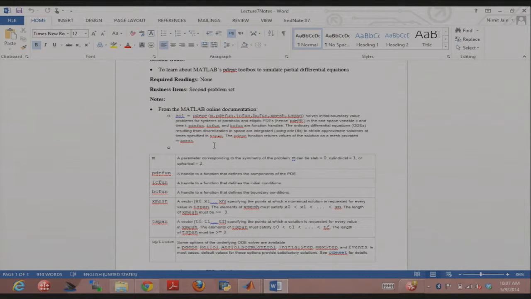Are there any questions about the syntax? So this is just the syntax. You call PDEPE, and solve gives you output. You can integrate multiple variables at the same time, just like everything else in MATLAB, because everything could be vectors. And I'm going to show an example of that.